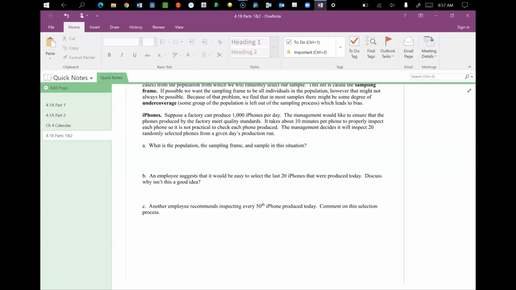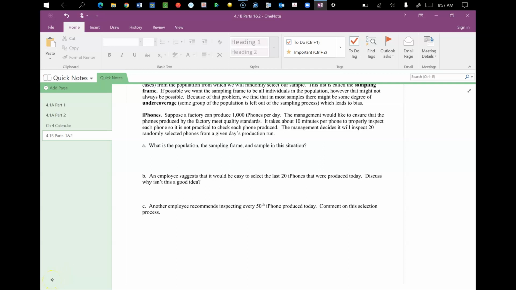Part B, an employee suggests that it would be easy to select the last 20 iPhones that were produced today. Discuss why this isn't a good idea. Well, first of all, it doesn't use randomness in the selection process. Secondly, the last 20 phones, well, maybe people got lazy or tired or whatever the case may be, and they may not be representative of the population. In any case, it's a bad idea to use a sampling method that doesn't incorporate randomness.